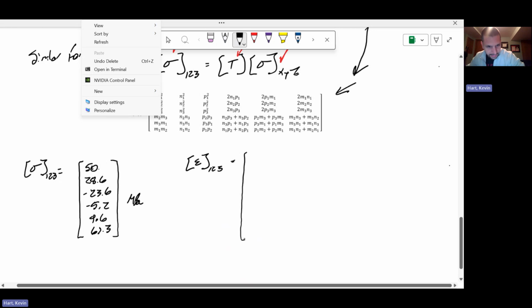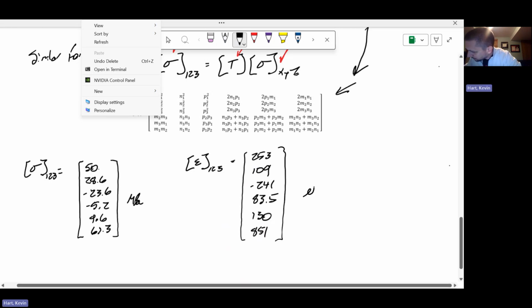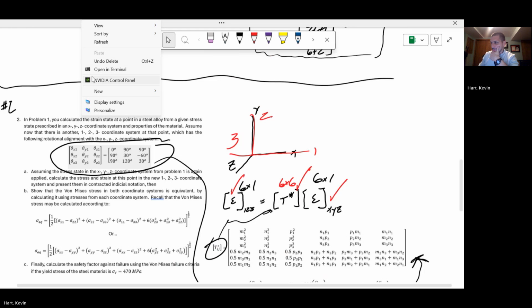after doing your transformation is as follows: 253, 109, negative 241, 83.5, 130, and 851. And this is microstrain. So that's the answer to part A of this particular problem. We're not quite done.